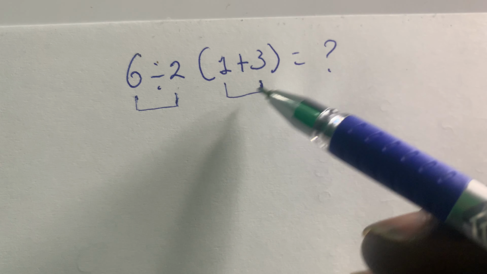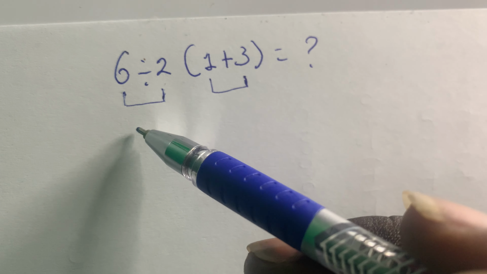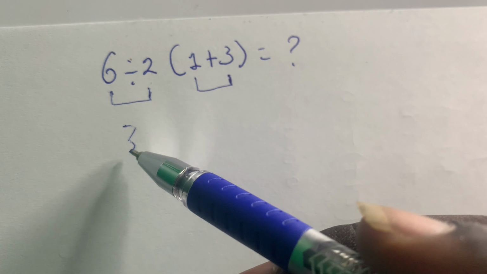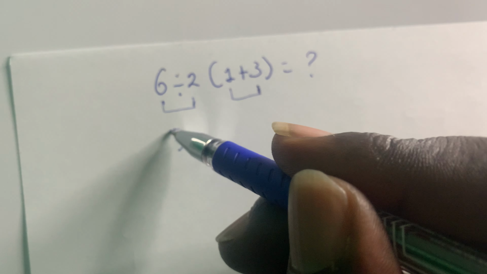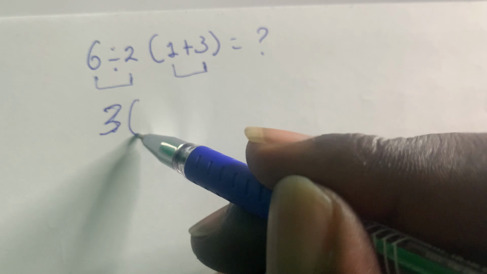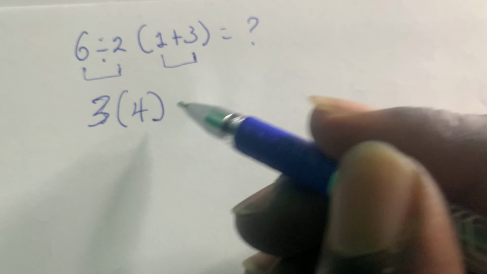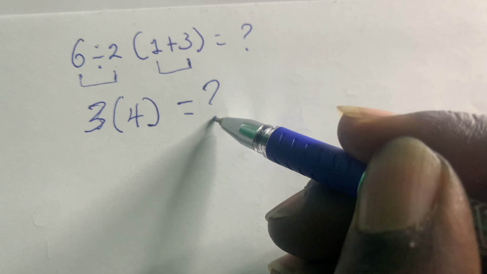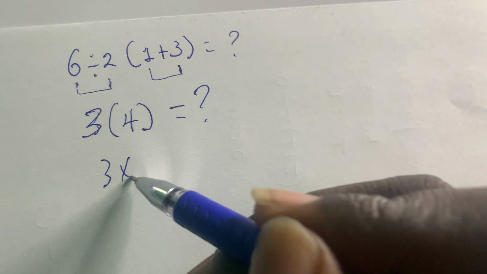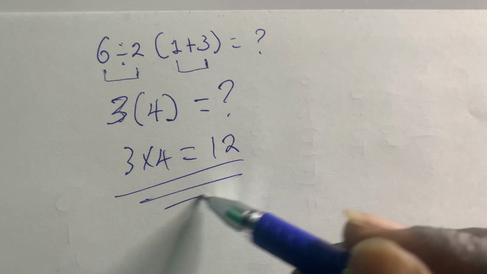So let's do this. 6 divided by 2 is equal to 3, right? Remember that is equal to 3. And then in the bracket 1 plus 3 is equal to 4. Then it will be 3 times 4 is equal to 12. That's how you can solve this one.